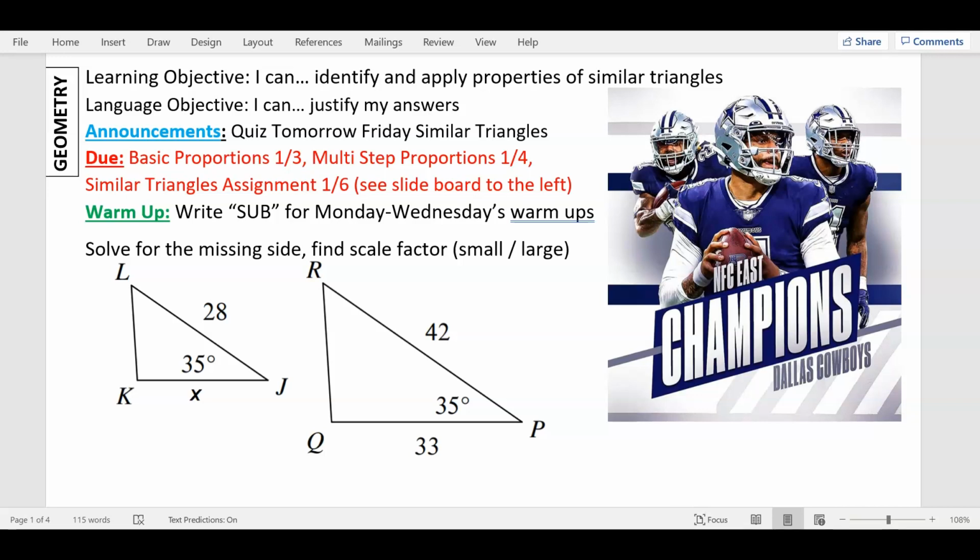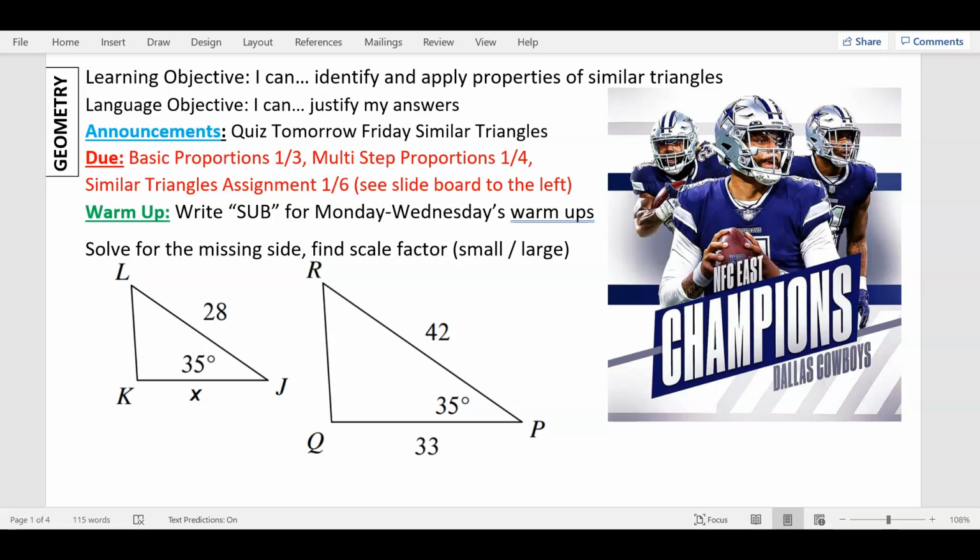All right, I'm back. So the objective is that you can identify and apply properties of similar triangles and justify your answers. There is a quiz tomorrow over similar triangles on Friday. I know I haven't been here, but you're going to want to make sure you do good on this quiz, which means the easiest way to do that is to do your review and make sure your review is done and ready tomorrow.